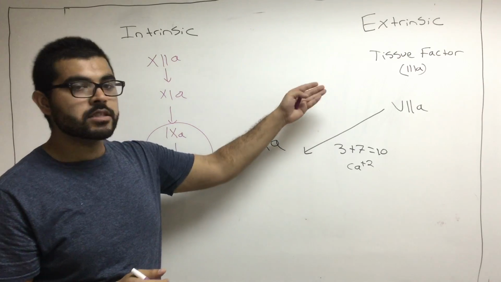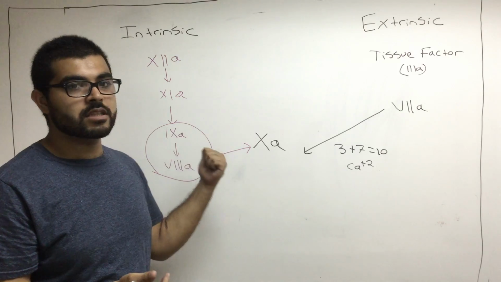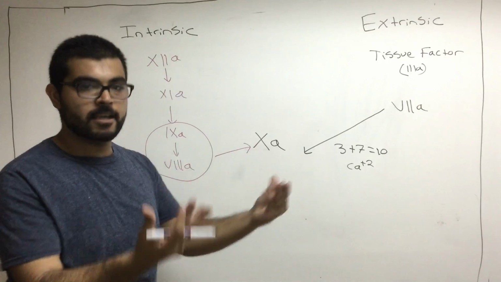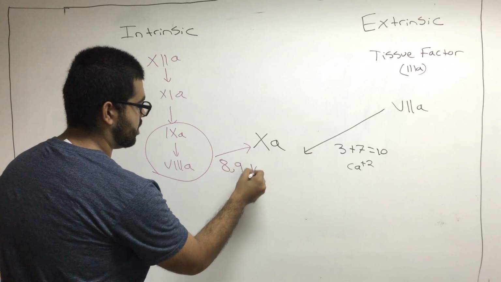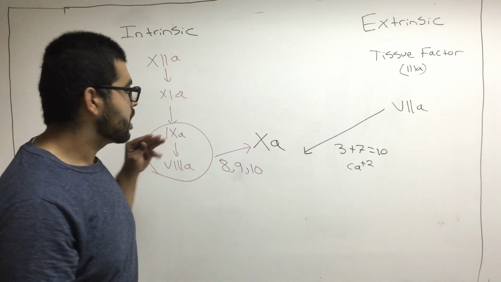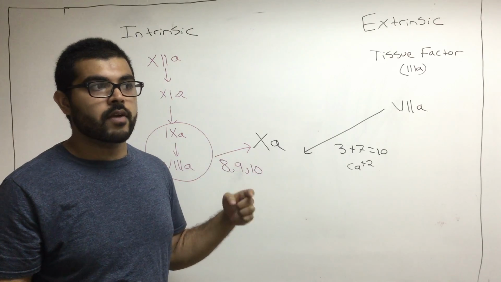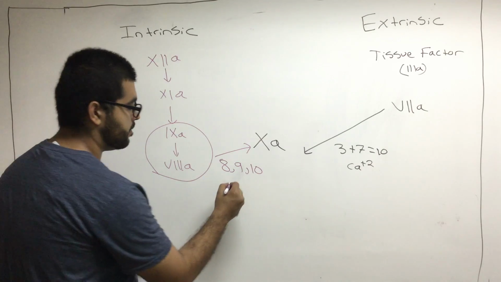right? So here extrinsic, it was 7 plus 3 equals 10. Well, here in the intrinsic, if we count, 1, 2, 3, 4, it's going to be 8, 9, 10. 8, 9, and 10. That's the easy way. So factor 8 and 9 complex to make factor 10A, but they also need a very important ion, and that's going to be your calcium. So it needs calcium.